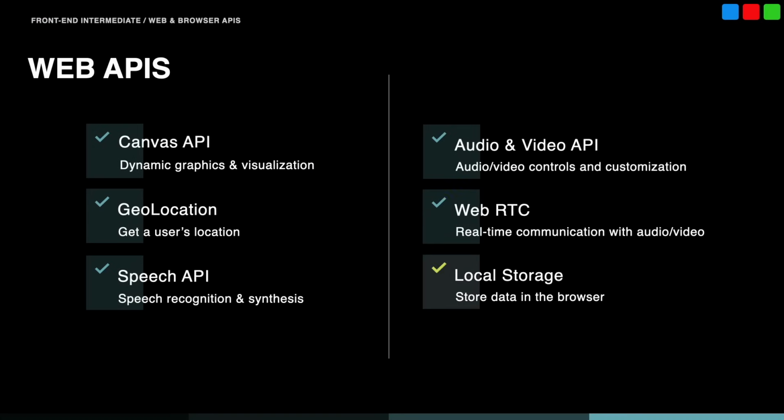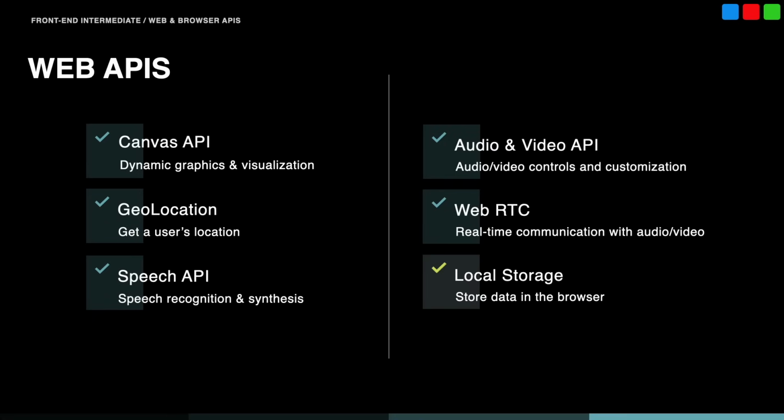Local storage, also extremely important. This allows you to store data on the client or in the browser. Of course, you don't want to put sensitive info in there. It's good for things like storing the user's name for a greeting or something like that. And like I said, there's a lot of other APIs as well, but again, just be familiar with the entire browser environment.